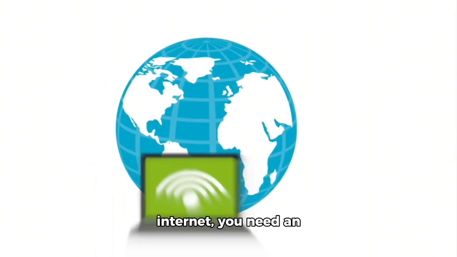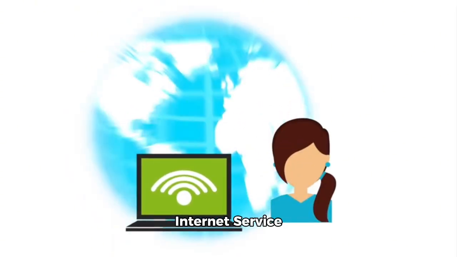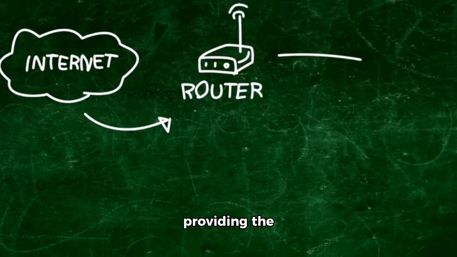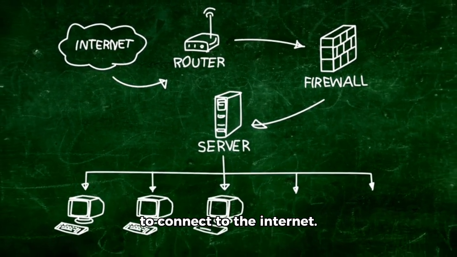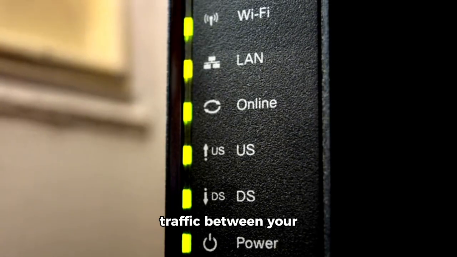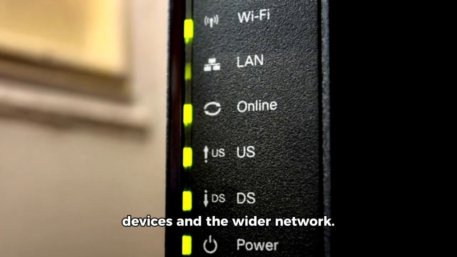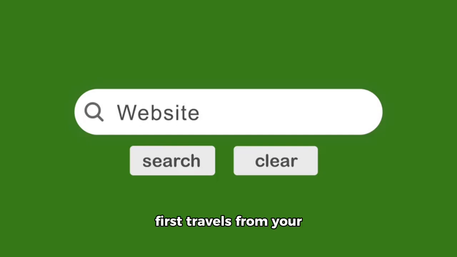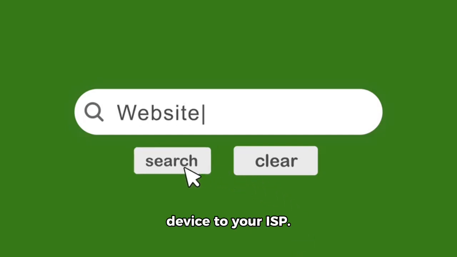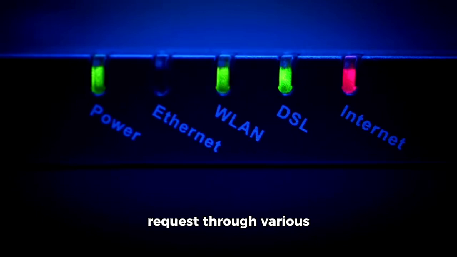To connect to the internet, you need an Internet Service Provider, or ISP. ISPs act as gateways, providing the infrastructure and services needed for you to connect to the internet. They manage the data traffic between your devices and the wider network. When you send a request to visit a website, it first travels from your device to your ISP. The ISP then routes this request through various networks until it reaches the server hosting the website.